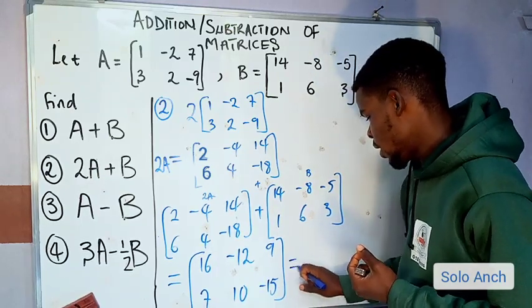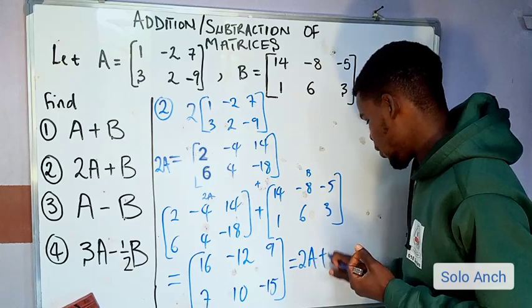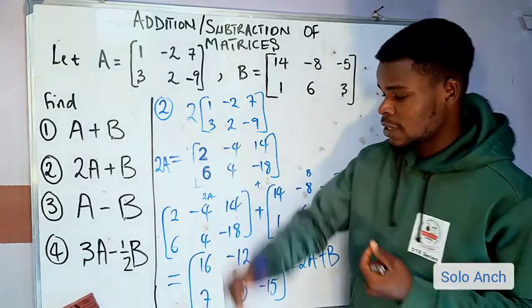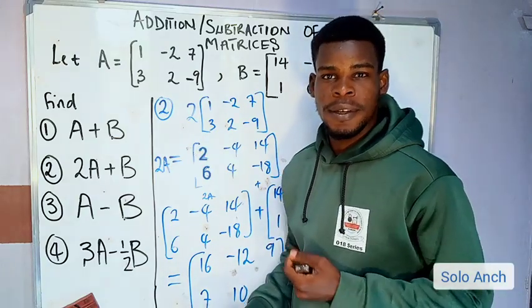So this right here is the 2A plus B, right? Yeah, so that's the second one. So let's do the third one real quick.